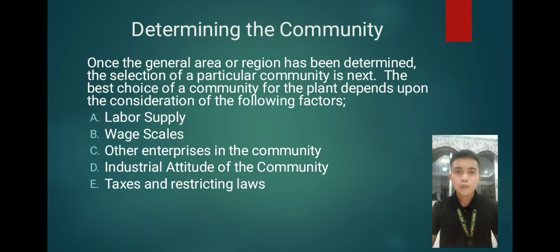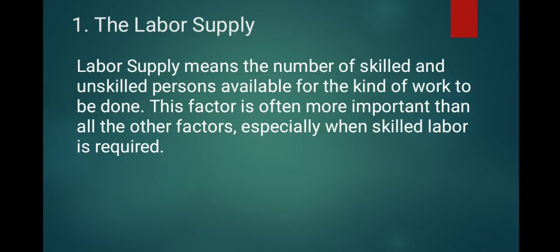So next, we proceed to determining the community. Once a general area or region has been determined, the selection of a particular community is next. The choice of the community for the plant depends upon consideration of the following factors. A is labor supply, B is wage scale, C is other enterprises in the community, D is tax and administrative law. Number one is the labor supply.